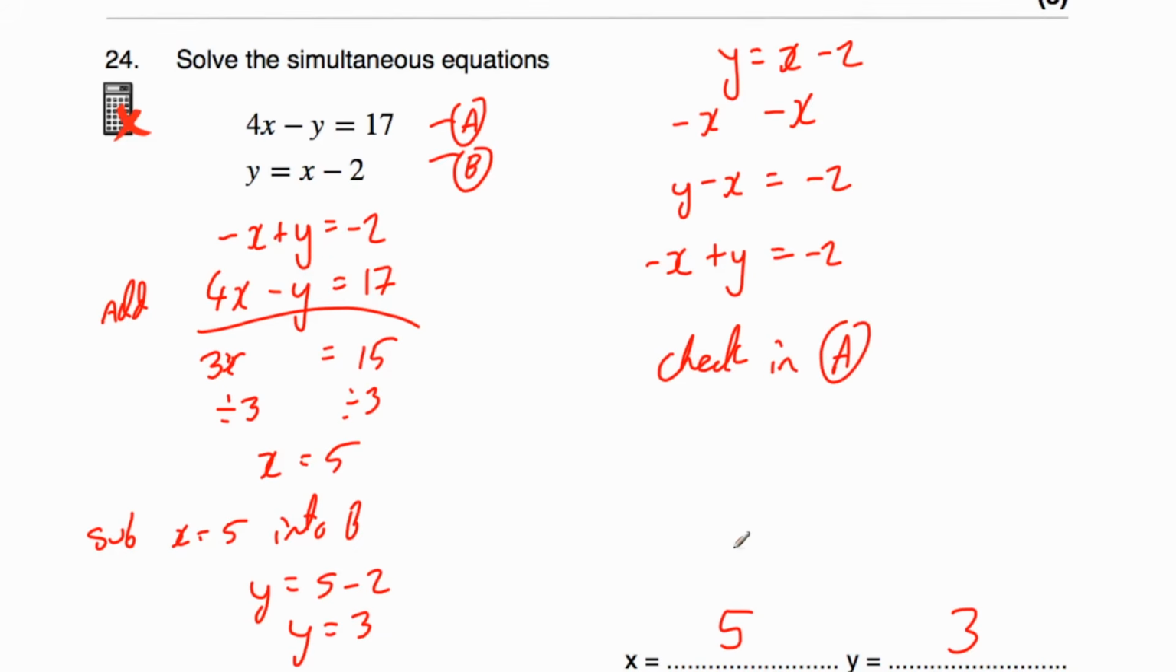So we've got 4x, that's 4 times 5, which is 20. Take away y, which would be take away 3, equals 17. And 20 take away 3 is 17, so we've got 17 equals 17, so that means we're done.